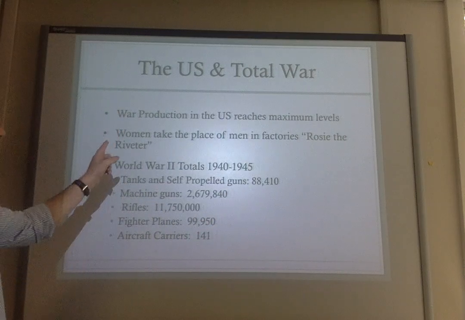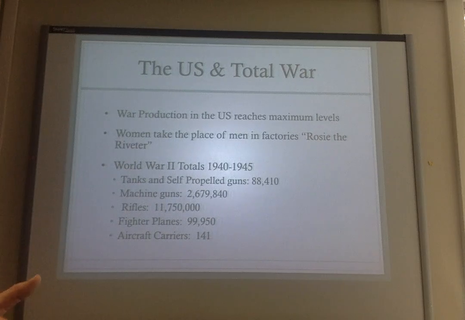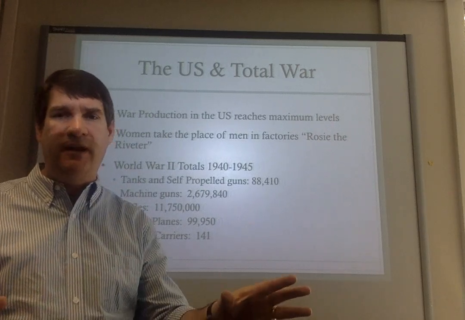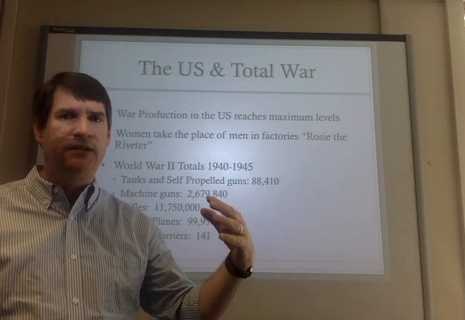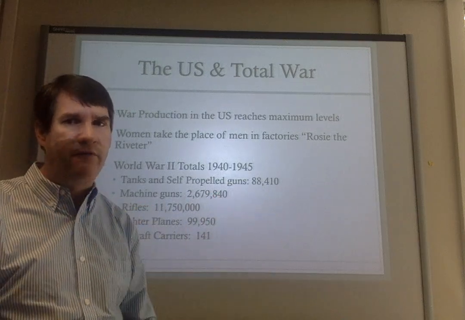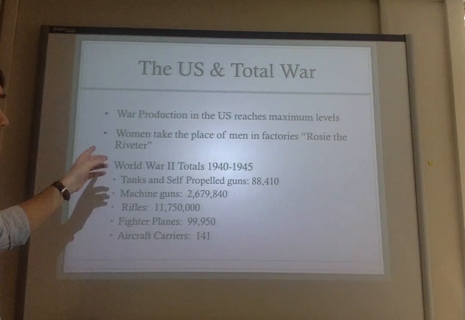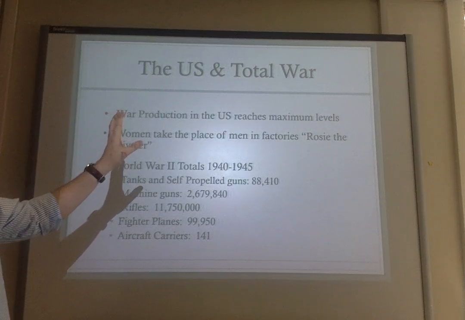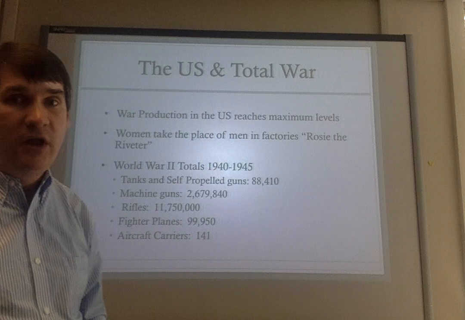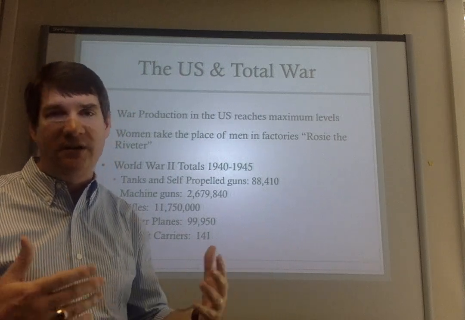And so war production in the U.S. reaches maximum levels. And we've talked about total war before, so I won't define it. We understand from World War I that everything is geared toward the war effort: economy, government, everything, right? So the women, of course, take the place of men in factories, and we have the symbol of Rosie the Riveter, who builds these machines and guns and things for war.